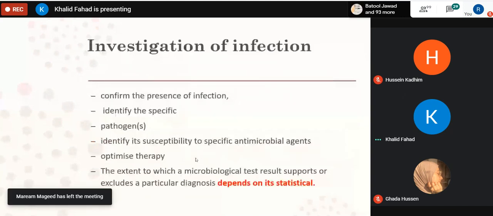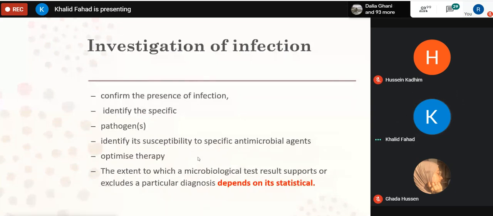How do we investigate a patient whom you suspect to have an infectious disease? First of all, we have to confirm the presence of infection and identify the specific pathogen. And the most important one, identify its susceptibility to specific antimicrobial agents in order to optimize the therapy. And lastly, the extent to which a microbiological test result supports or excludes a particular diagnosis depends on its statistical precision. So these are the aims of investigation of infection.